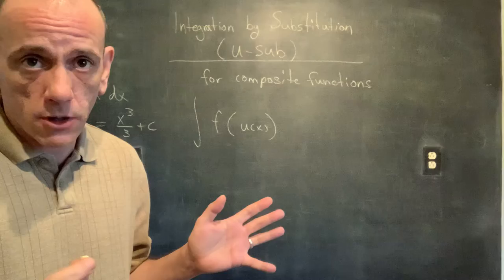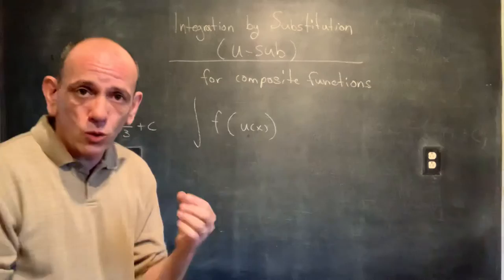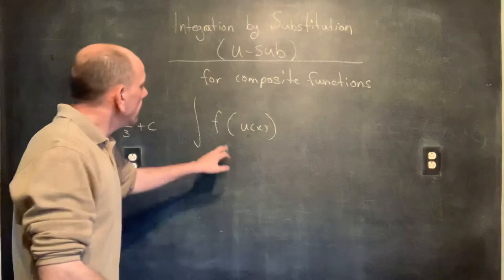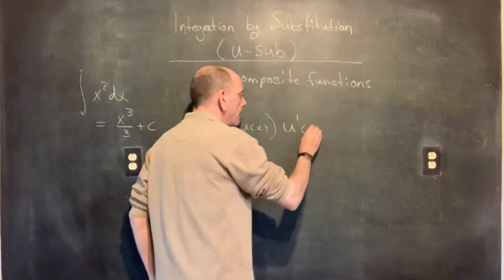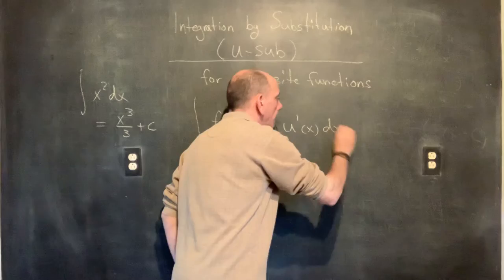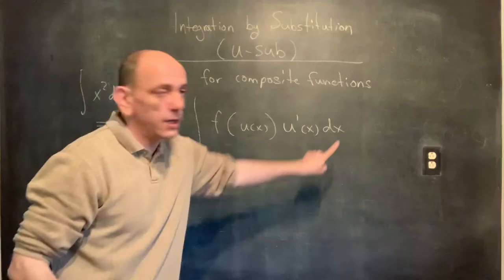This is what I'm saying about a composite, right? I have this u of x function inside of the f function. This is the first part of the pattern. Now I need u prime of x, that is to say the derivative of u, dx. So the derivative of the inside function needs to be here. Okay? This is the pattern that I'm looking for in order to do a u sub.